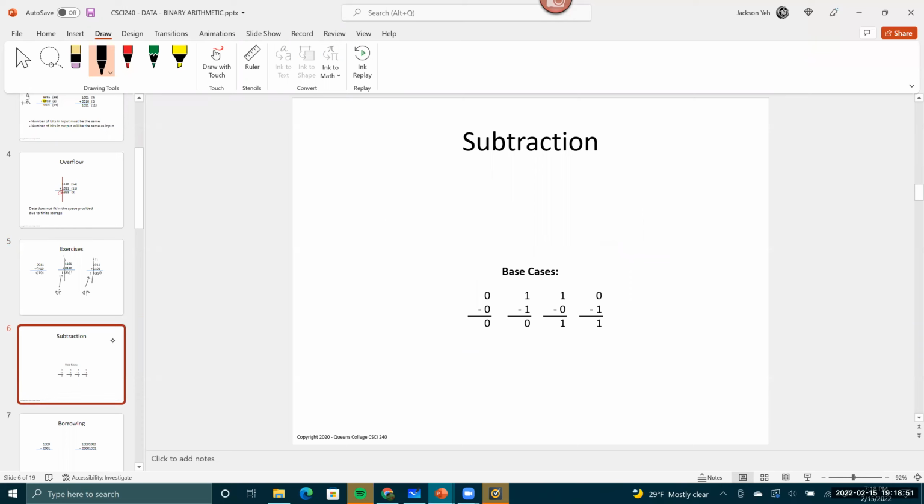All right, so subtraction. Subtraction also has its base cases. So 0 minus 0 is 0, 1 minus 1 is 0, 1 minus 0 is 1. And then the last one, this is very special, 0 minus 1. And you might ask yourself, how can you take 1 away from 0 and get 1, right? That doesn't make sense. And you're right, it doesn't make sense. This is a special condition. This last base case requires a concept called borrowing.